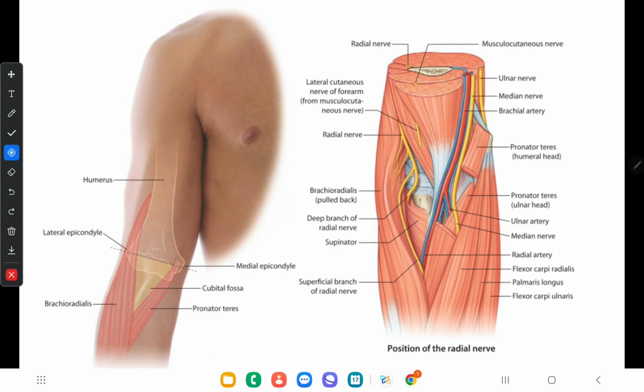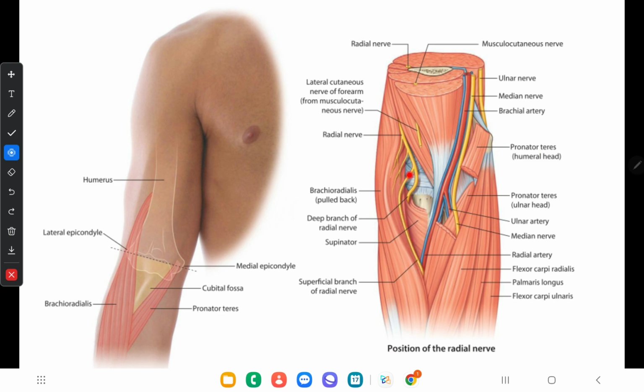Here you can see the radial nerve has come to the anterior compartment of the arm and it enters into the cubital fossa. Here this is the brachialis muscle, and this is the brachioradialis muscle. After giving branches to brachialis, brachioradialis, and extensor carpi radialis longus muscles, the radial nerve divides into 2 branches as superficial branch and deep branch. Here you can see the deep branch of the radial nerve, and here this is the superficial branch of the radial nerve.